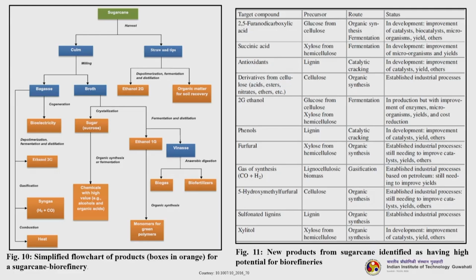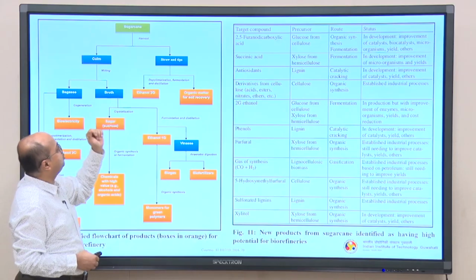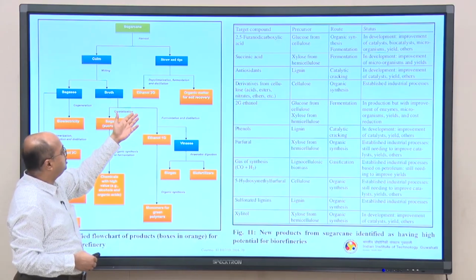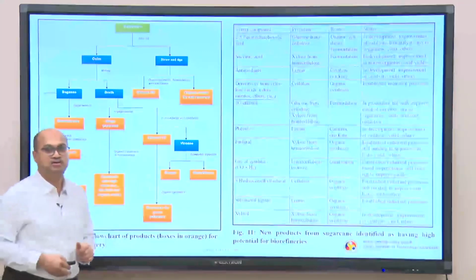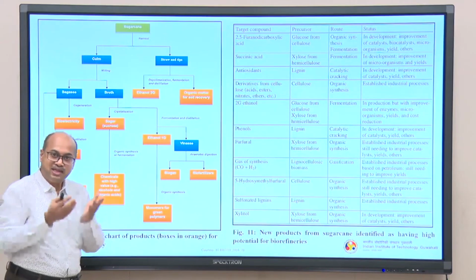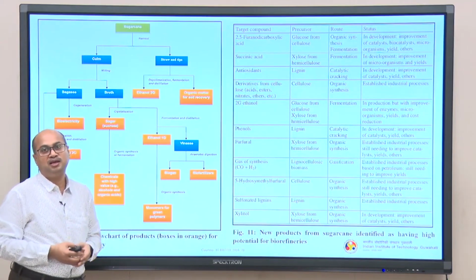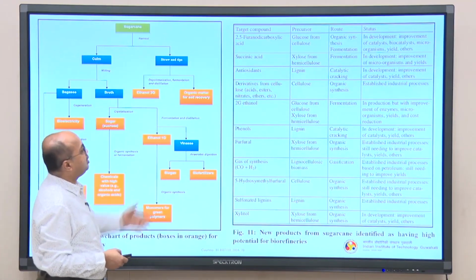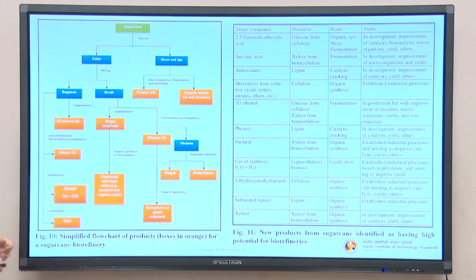Whatever is left after taking the culm is basically the straw and tips. So, you can produce 2G ethanol and organic matter for soil recovery. What we understand is how many different types of products are produced from a single lignocellulosic biomass. This is what is actually described here, but it is written there.